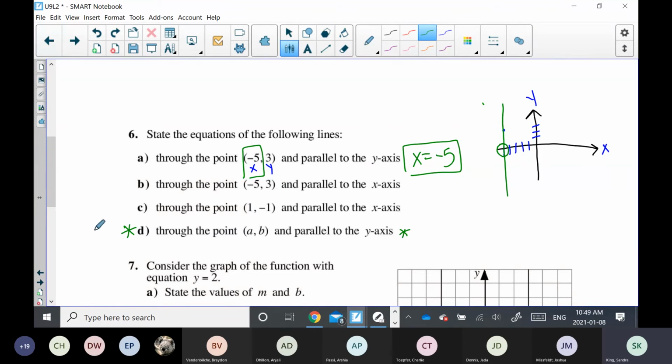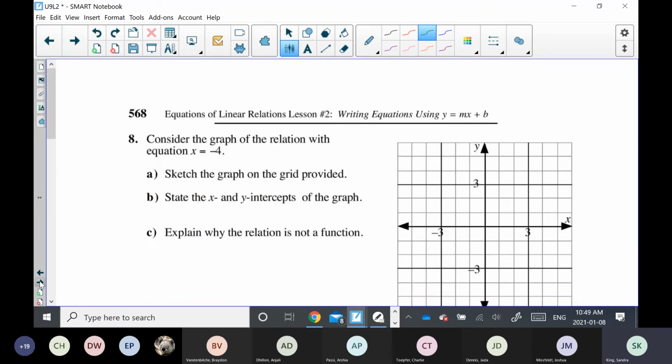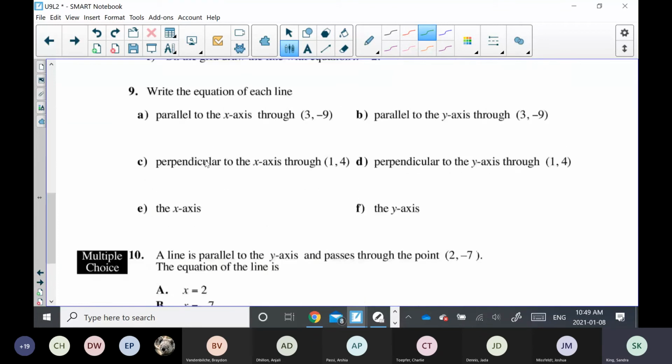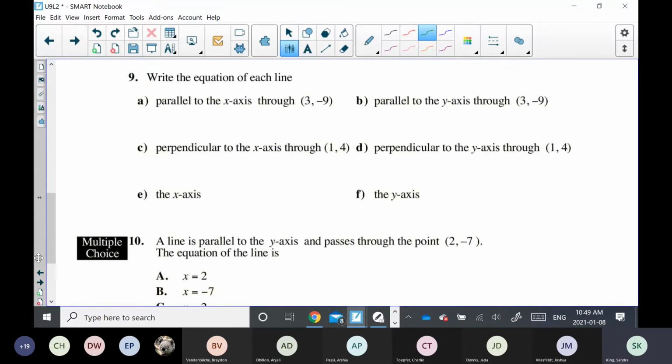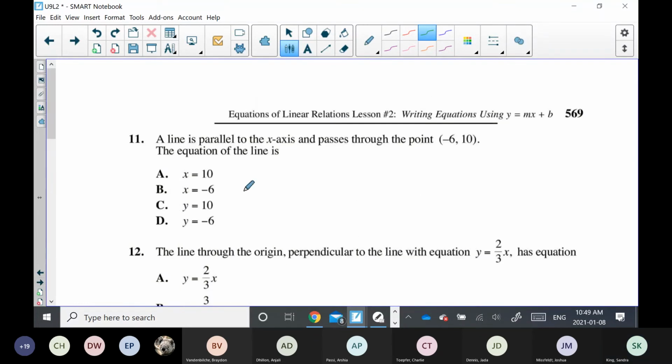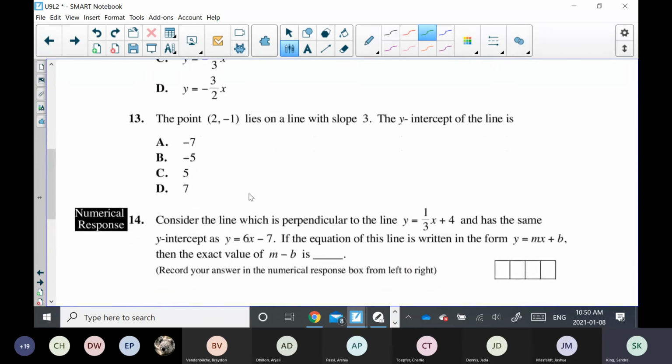Let's do number 13 together. So this is going to be a question that we're going to end up doing a lot of this. But you haven't seen anything like it just yet. Okay, so I'm going to circle this and I'm going to star 13. Because this will always be put on a quiz or exam. So the point 2, -1 lies on a line with a slope of 3. What's the y-intercept of this line?